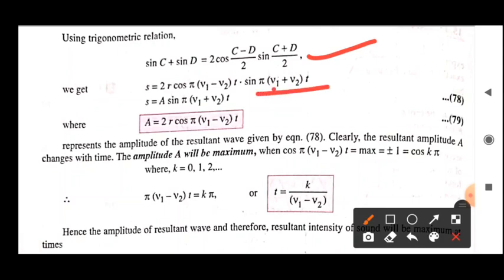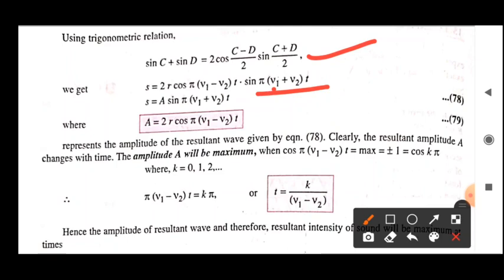The whole resultant is 2r cos pi(nu1 minus nu2)t times sin pi(nu1 plus nu2)t. So finally S is equal to A sin pi(nu1 plus nu2)t, where A is the amplitude of the wave, and that has the value 2r cos pi(nu1 minus nu2)t. So this clearly represents the resultant amplitude A that changes with time. Whenever time changes, the amplitude also changes, and as the amplitude changes, the intensity will change. So this is the process to understand the beat phenomenon.